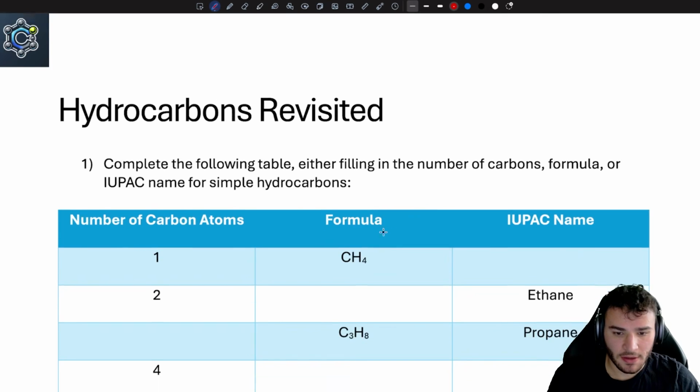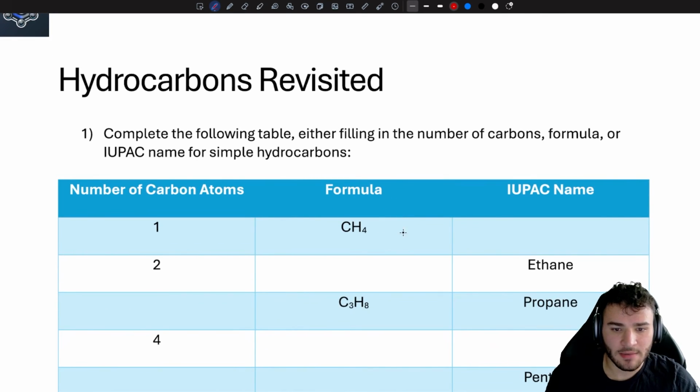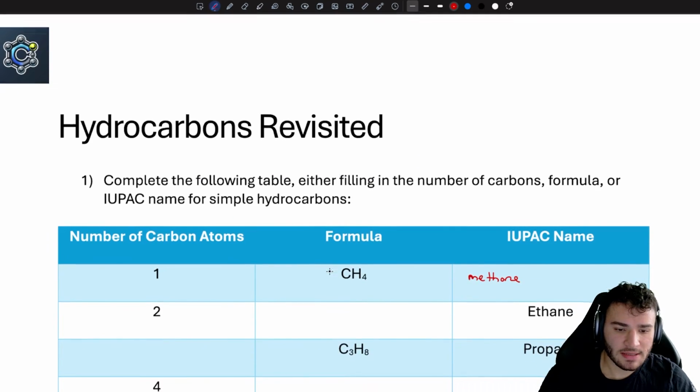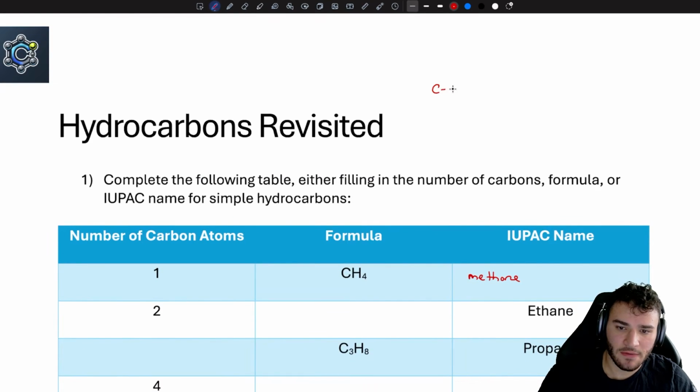Okay, let's get started. Complete the following table, either filling in the number of carbons, formula, or IUPAC name for simple hydrocarbons. So for one carbon, we know that the name is methane. Okay, and for ethane, we know we have two carbons, which means that, well, let's try this out. So if we have two carbons, we want to fill in the rest.